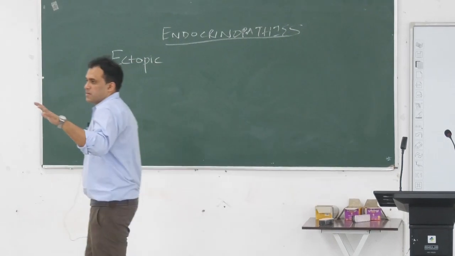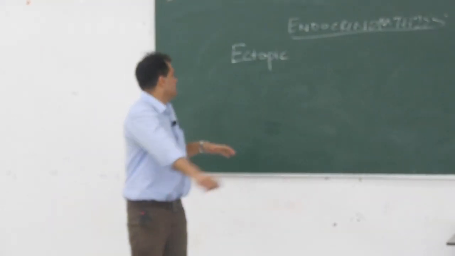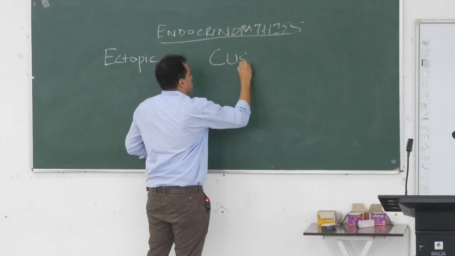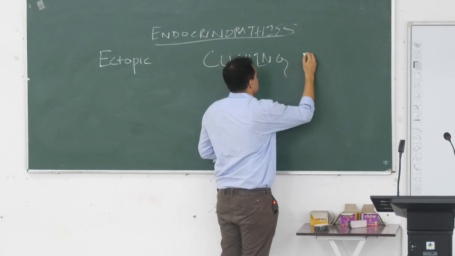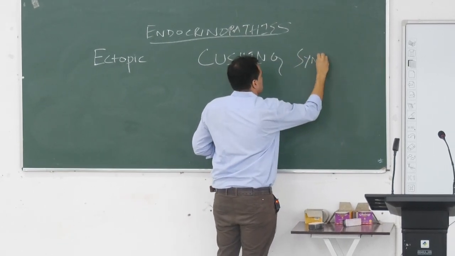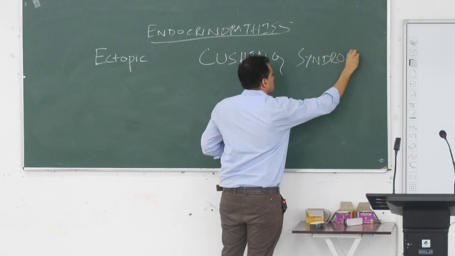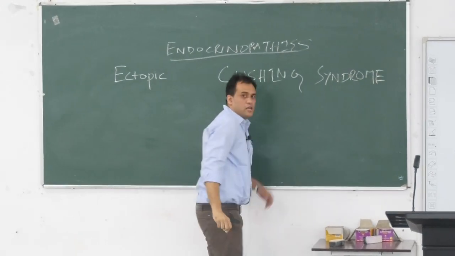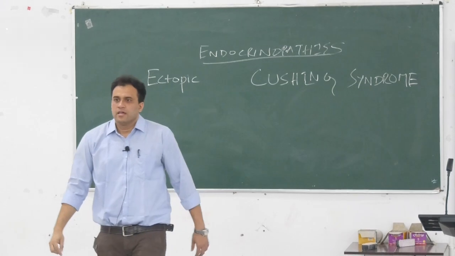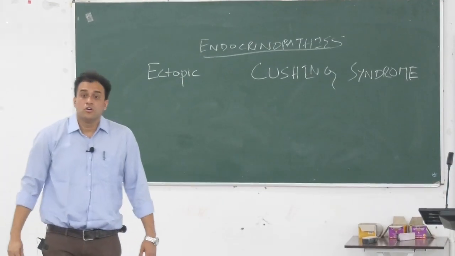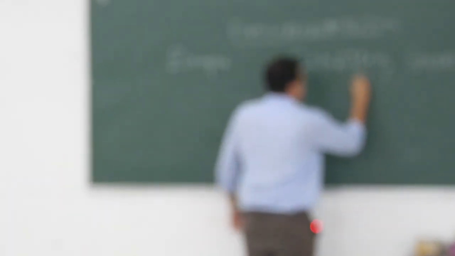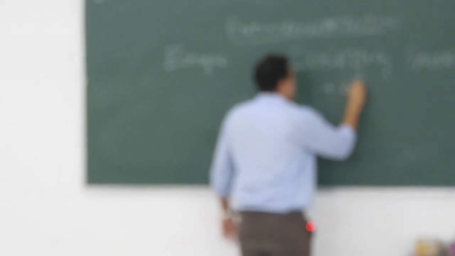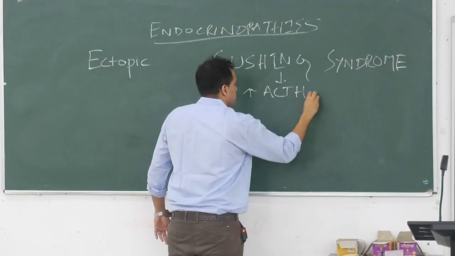So the most common syndrome is Cushing syndrome. Cushing syndrome can be because of secretion of ACTH. So Cushing syndrome can be because of increased secretion of ACTH.